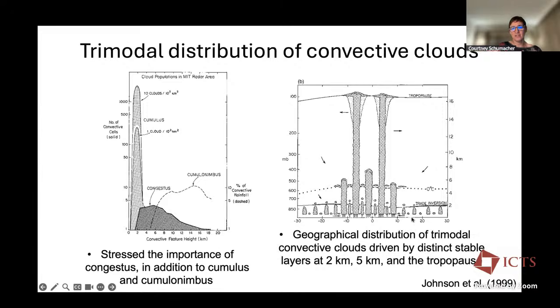And so these very distinct cloud types are driven in part by the atmosphere. So where you have the trade inversion at 2 kilometers, a stable layer at the 0 degrees Celsius level, and then of course the tropopause, as stable layers, they are creating this distinct trimodal distribution.